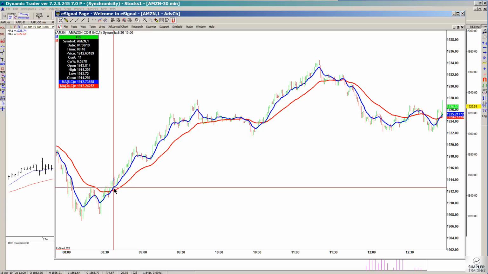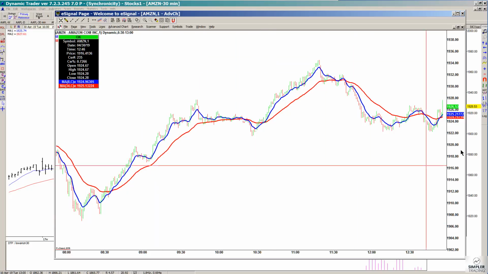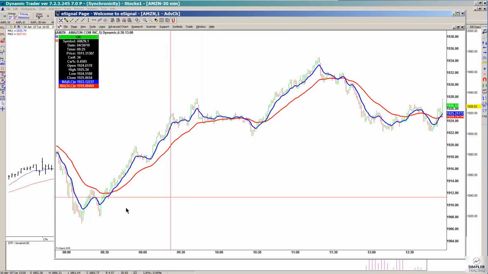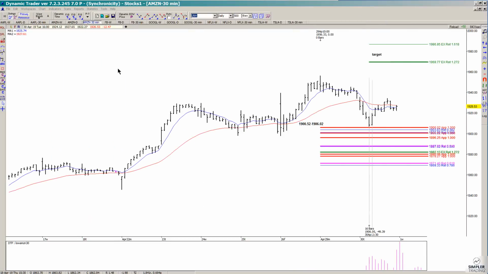Now if you use options, you can buy a call option, you can buy a spread, whatever you're comfortable with. And the initial risk definition would be either underneath this low or underneath the low end of the zone, depending on how you've written that up in your own trading plan. But bottom line is it hit, it held, it had during the trading day a $27 rally.